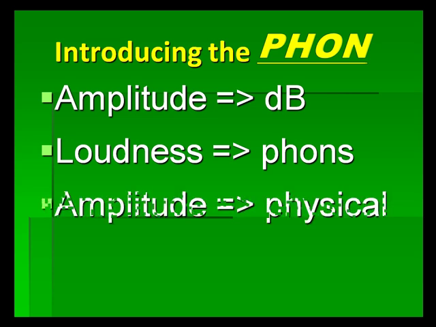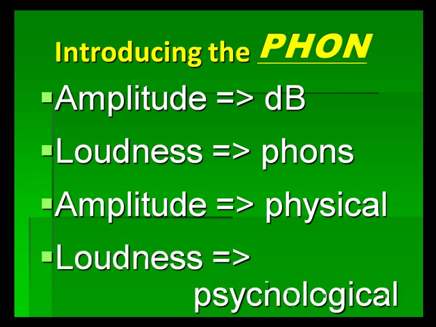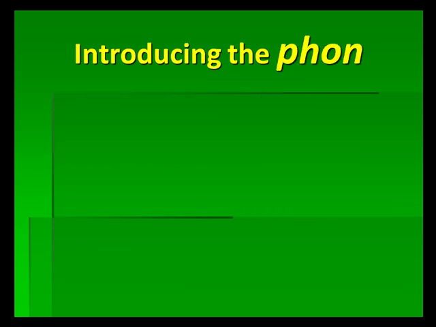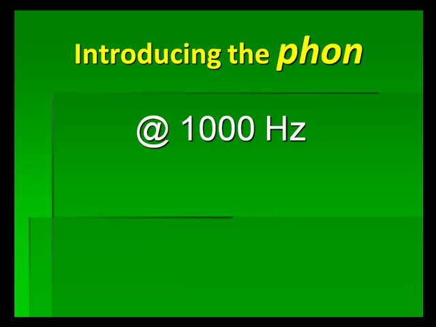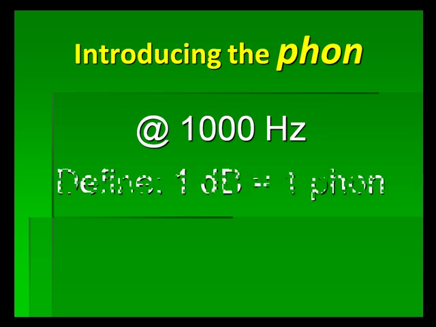Remember that amplitude measures a physical reality. Phon's loudness just measures our psychological perception of the amplitude. We saw that at 1,000 hertz compared to the other frequencies, our ear hears exactly what's reproduced. So by definition, we define 1 decibel to be equal to 1 phon.